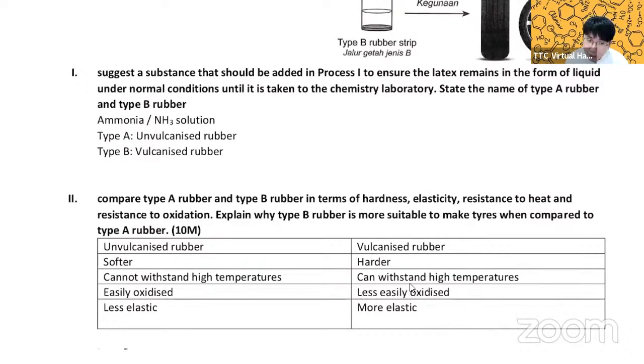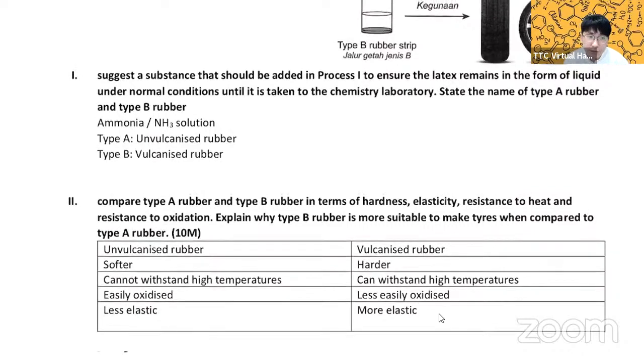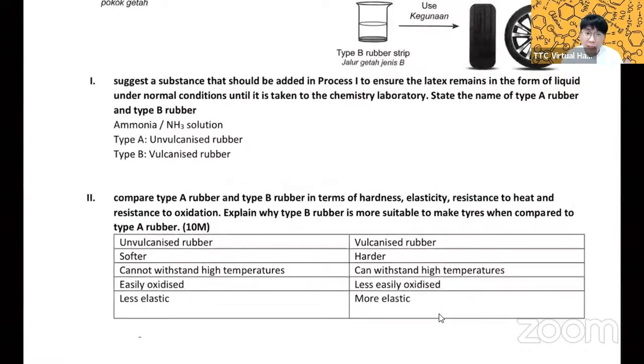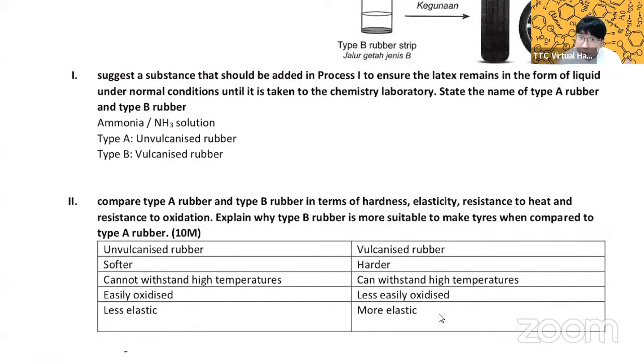Can withstand high temperature, less easily oxidized, more elastic. This is everything about vulcanized. So that's why vulcanized is a better rubber that we usually use in car tires, your shoe sole, okay. Rubber band does not need vulcanized rubber, no point. Okay, so this is vulcanized and unvulcanized.